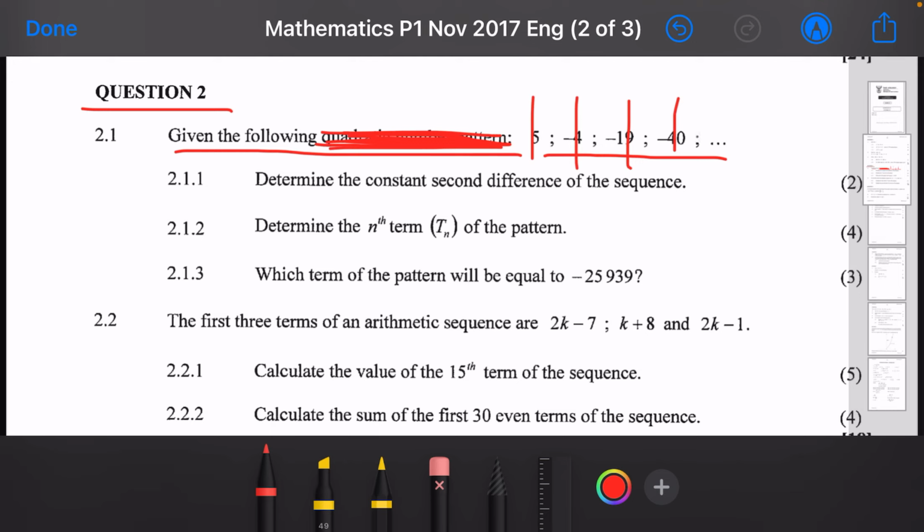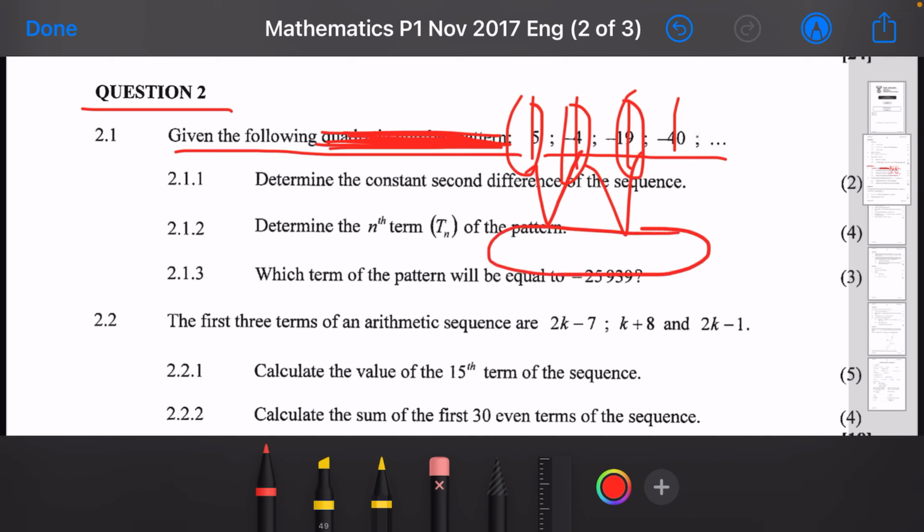But for now, I assume you've learned much about this chapter, so you can just use the information that you've learned in order to try and solve these questions. What I'm going to do, ladies and gentlemen, is to guide you in terms of how to go about solving these questions. So let's now focus on question 2 of this question paper.